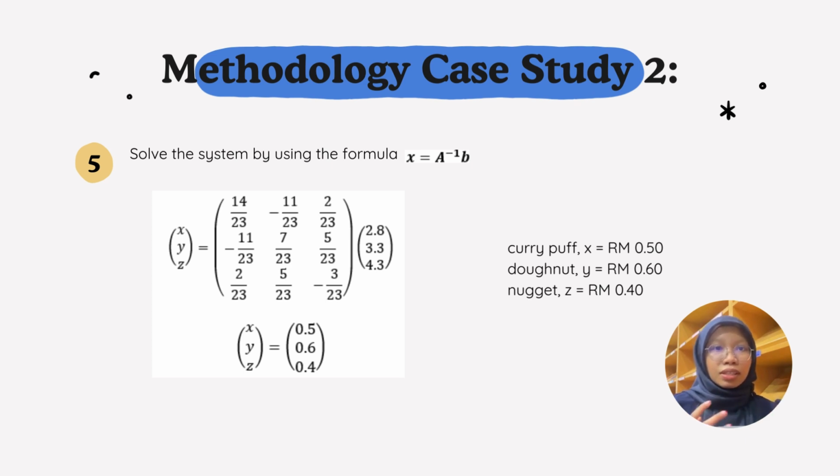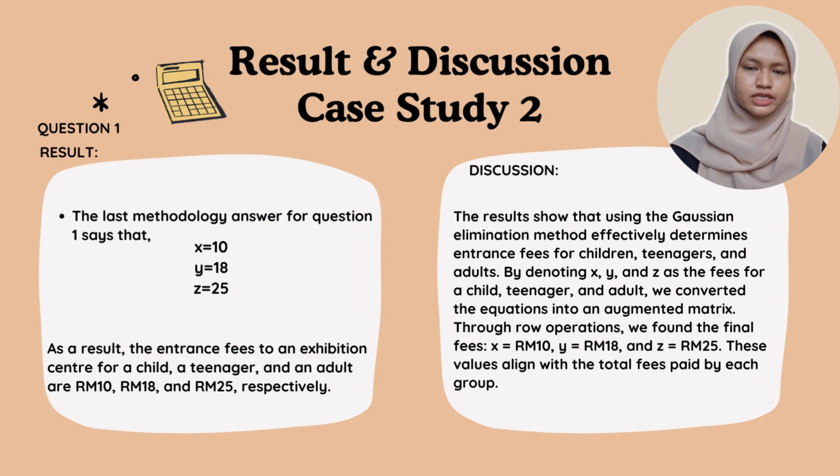And then we're going to multiply by B, which is 2.8, 3.3, and 4.3. And then we're going to solve it. And we're going to get 0.5 for x, y is 0.6, and z is 0.4. Next is results and discussion.